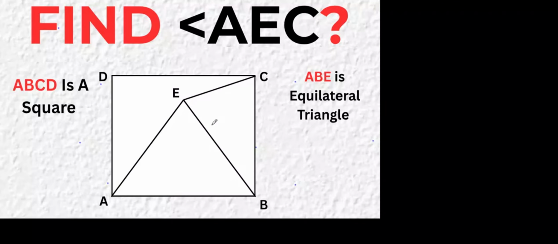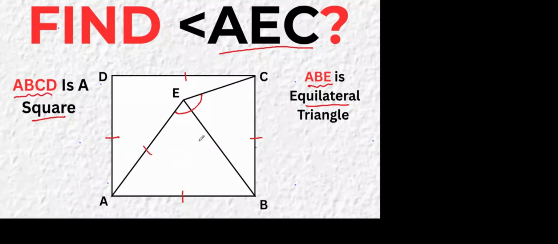So in this example, you are requested to find just angle AEC, right? AEC means this angle is requested. On top of that, the first information provided is that ABCD is a square. If it is a square, this side is equal to this side, equal to this side, and equal to this side. On top of that, this information is also provided: ABE is an equilateral triangle.